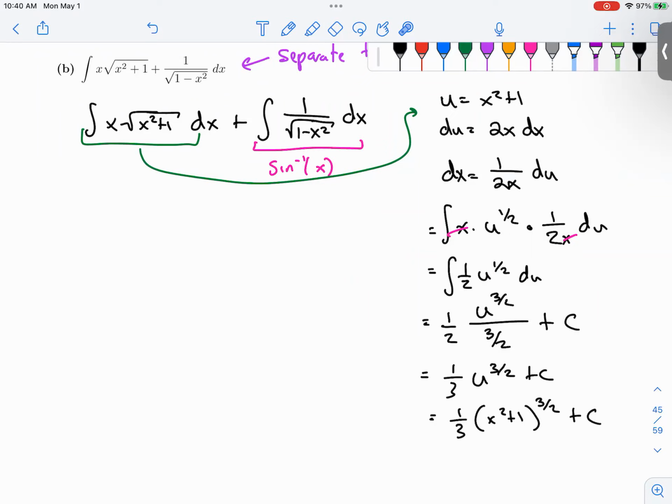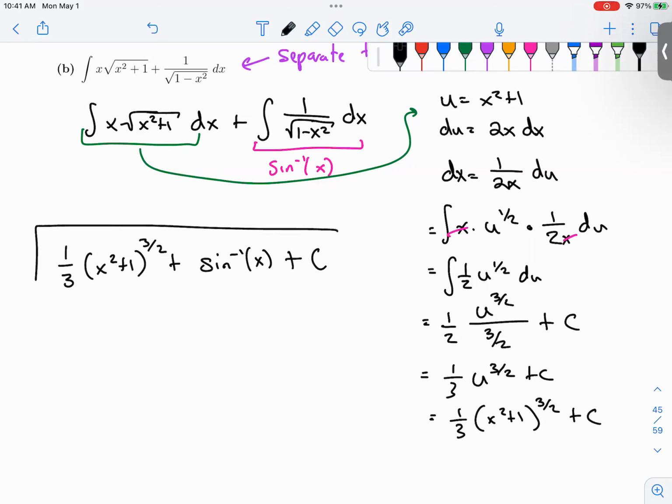So anyways, we found our integration. So we're good to rewrite everything. So we got 1/3 x squared plus 1 to the 3/2 plus sine inverse of x plus our constant c. And that is our answer.